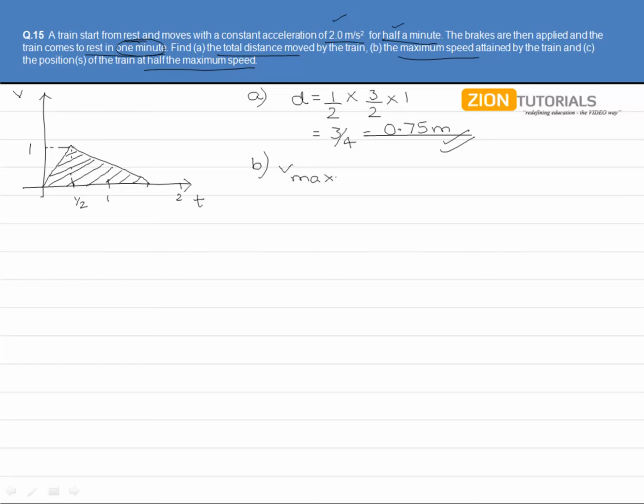Similarly, moving on to the second part of the question, the maximum speed attained by the train. It is very easy to see from the graph that the curve is never crossing the y coordinate 1. So obviously Vmax is 1 meter per second.